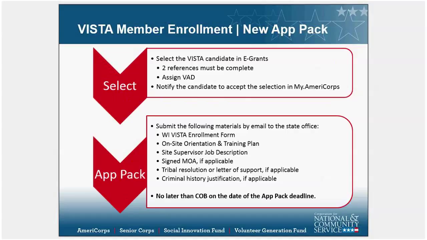As a reminder, when you're selecting folks, you're going to need to make sure 2 references are completed for that application. If that VISTA member's references haven't been completed yet, the system's not going to let you select them. So please follow up with your candidates if they're still pending, have them go and contact their references and get those completed so that you've got 2 references in the system.